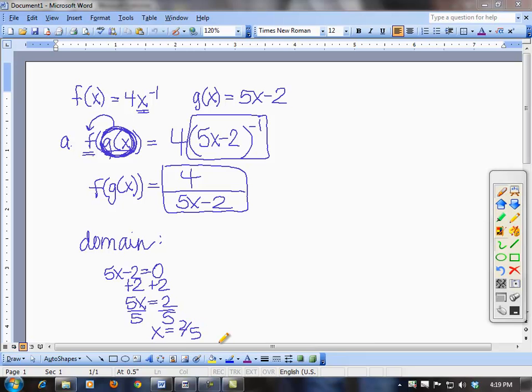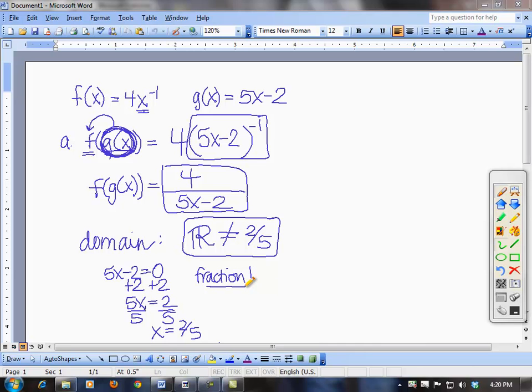What that means is I can use any number I want except for 2 over 5 because I'll get an undefined fraction. So my domain, the way we say that, is all reals except, or not equal to, 2 over 5. And again, make a little note if you need that whenever you're going through: when it's a fraction, you're going to have to set your denominator equal to 0. Okay?